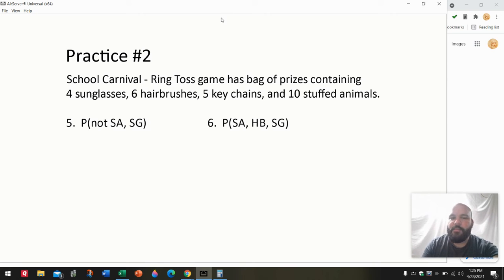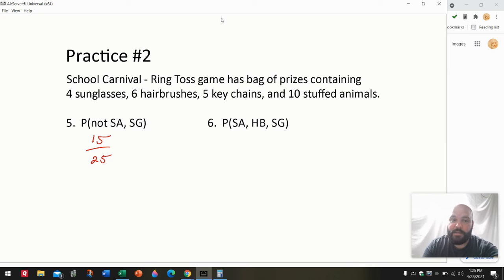And we want to find the probability of not picking a stuffed animal. So in other words, what objects or how many objects are not stuffed animals? So that would be sunglasses, hairbrushes, and keychains. So there are a total of 4 sunglasses and 6 hairbrushes, which gives us 10, and then a total of 5 keychains, which gives us a total of 15. So 15 out of the 25 items would not be stuffed animals. So that's our first pick.